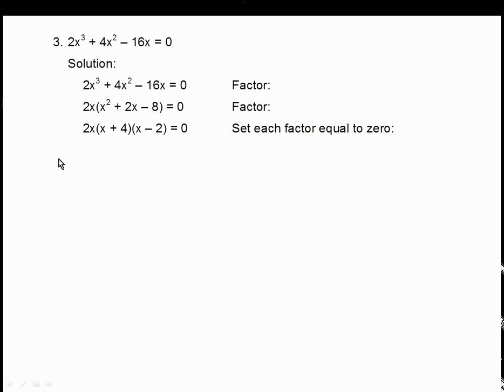Okay, so each factor equals 0. Don't forget the 2x. So if 2x is equal to 0, divide by 2. 0 over 2 is still 0, so x is 0. The next factor, x plus 4 equals 0. Subtract 4. x is negative 4. The last factor, x minus 2 is equal to 0. Add 2, x is 2. So our solutions are 0, negative 4, and 2.